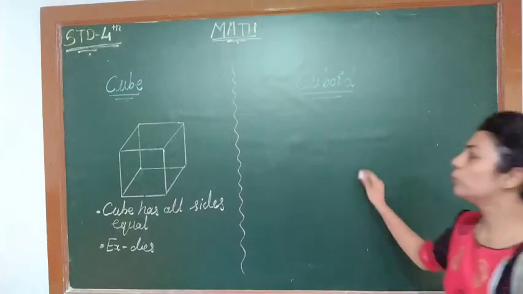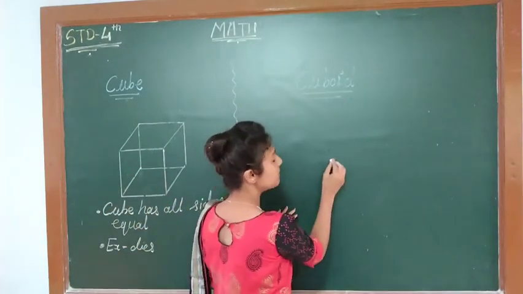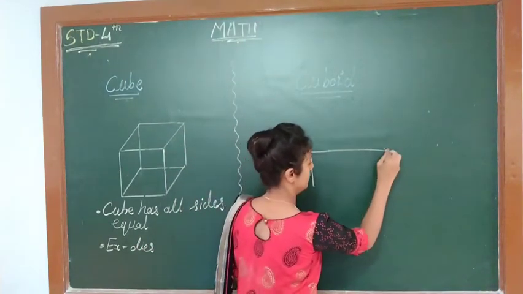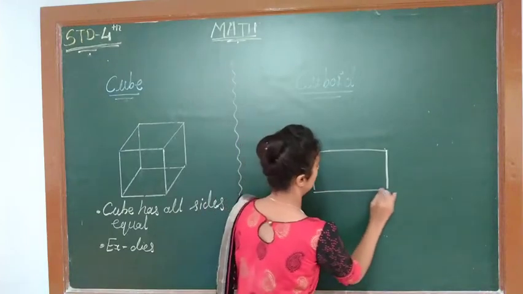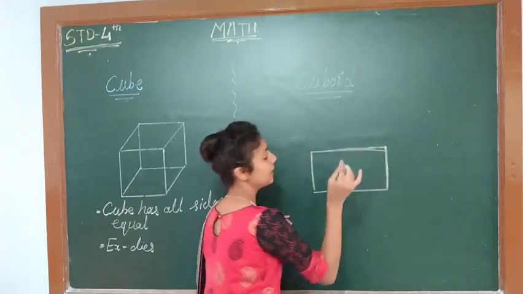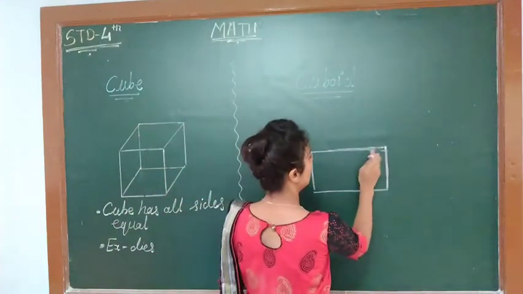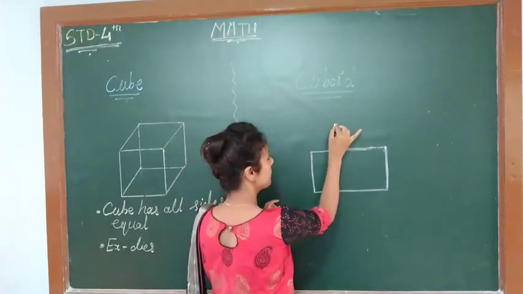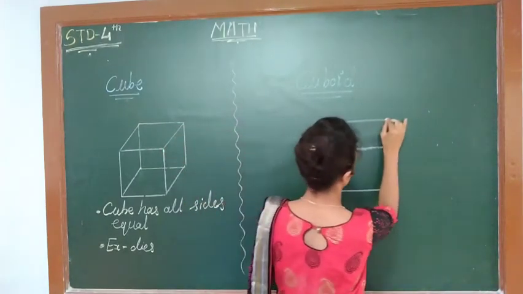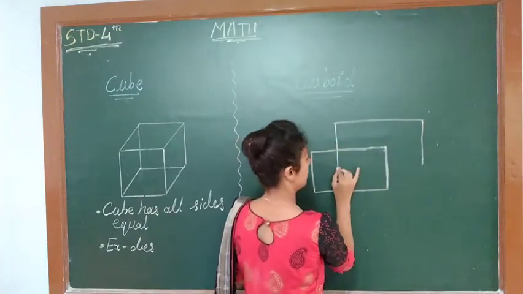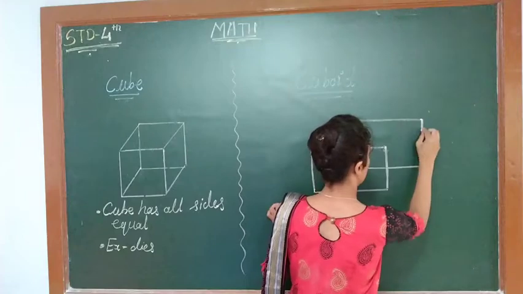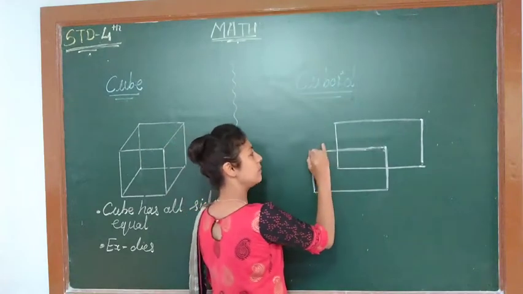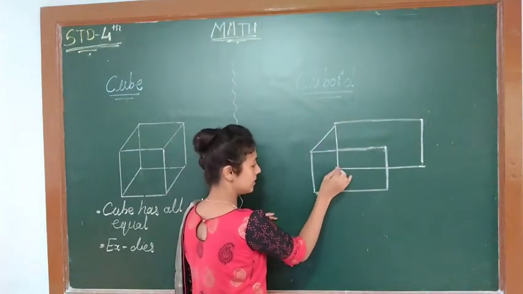Now cuboid. Cuboid does not have all sides equal. First we will draw a triangle. You can draw the triangle of any measure. Then the second triangle. How to draw the second triangle? See. Both triangles should be of equal measure. Then same, join the corners.